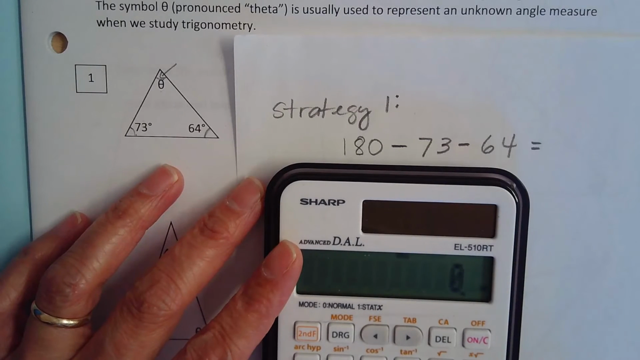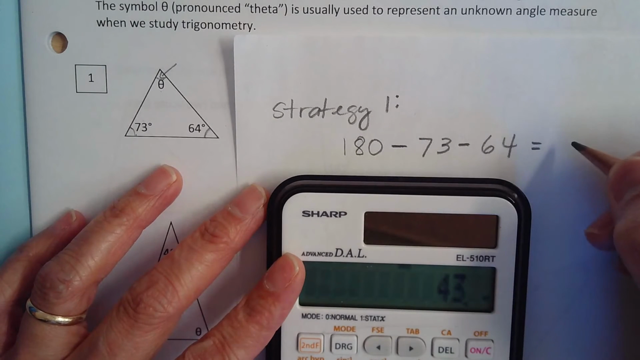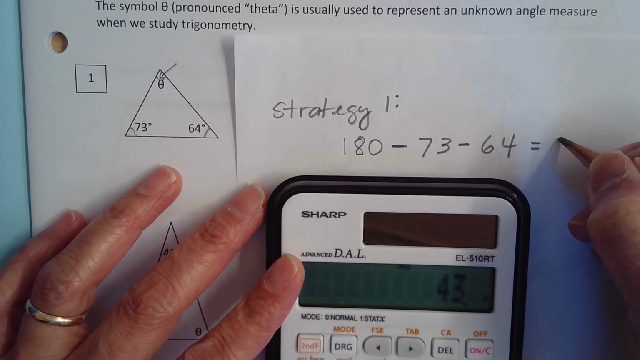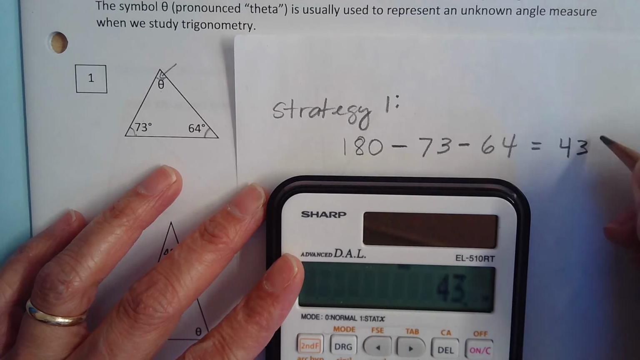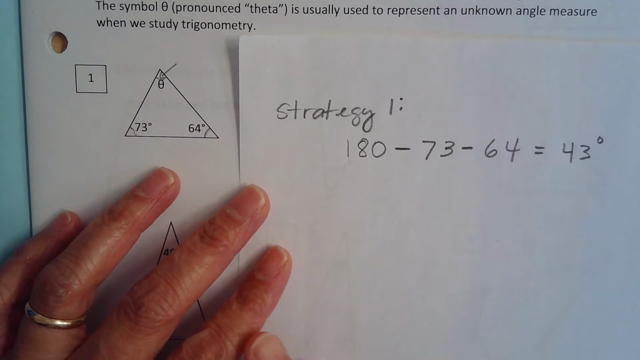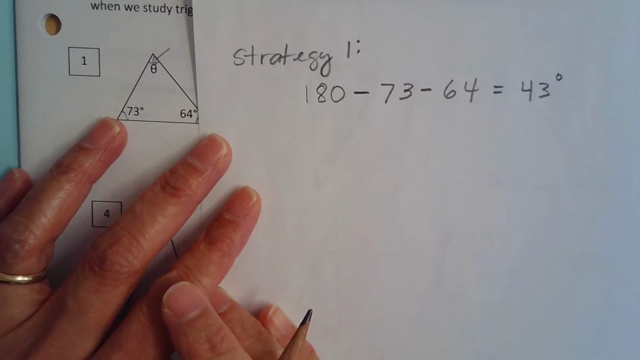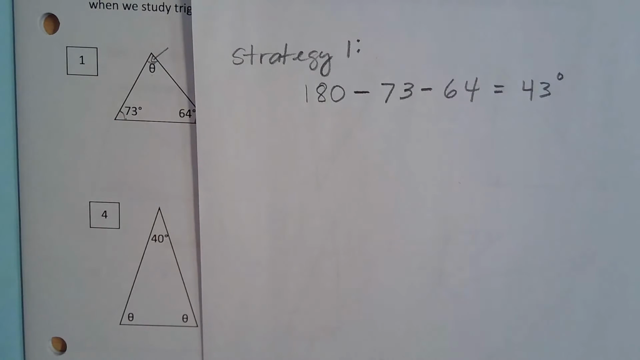180 minus 73 minus 64. I got 43 degrees. 43 degrees. Okay, good. Very nice. Now, another student.